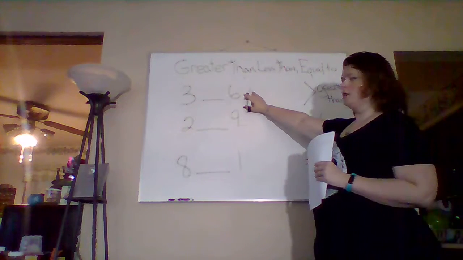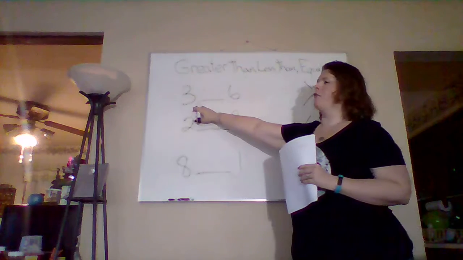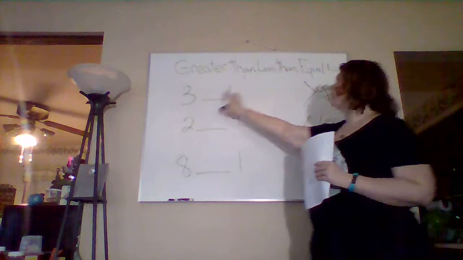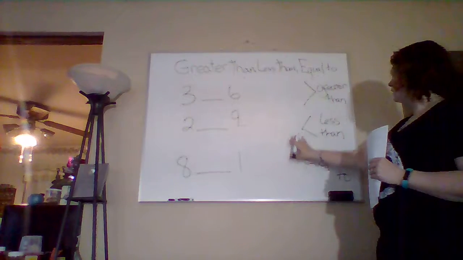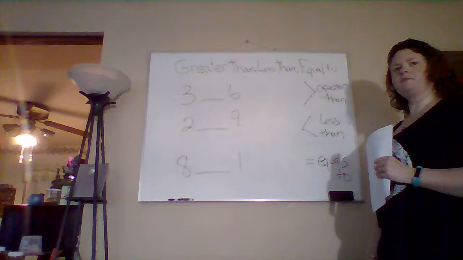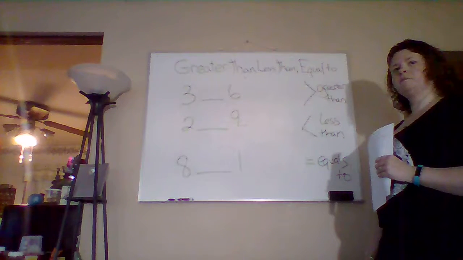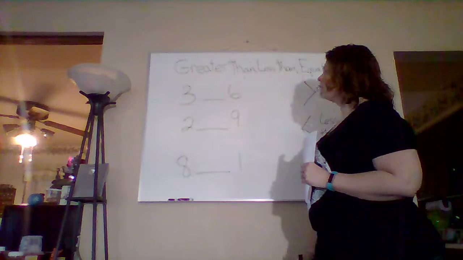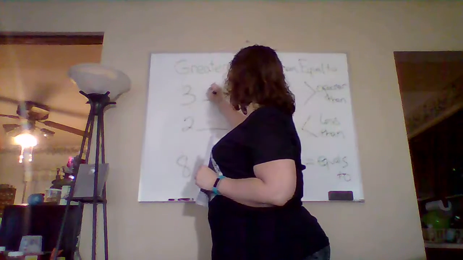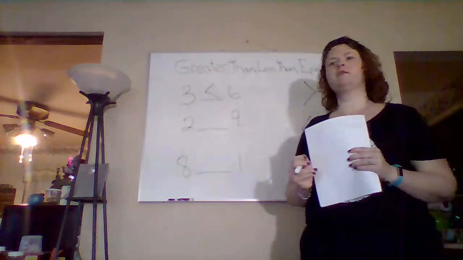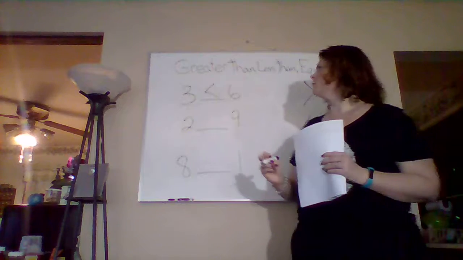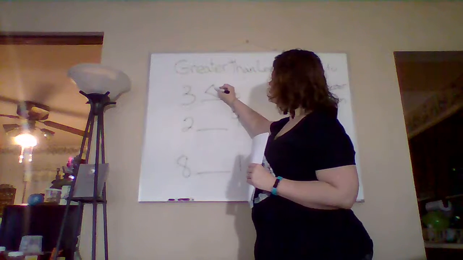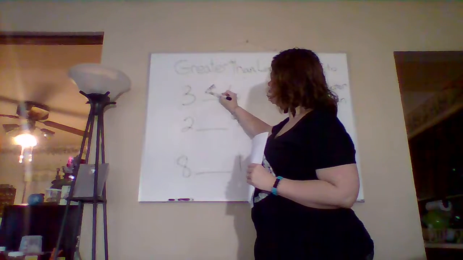For the first question, we have 3 and 6. Who can tell me which symbol goes in the middle? Greater than, less than, or equals to? Christopher? The less than symbol goes in the middle. Right, and why does the less than symbol go there? Because 6 is greater than 3. So what is the alligator mouth doing? Eating the 6. Yes, he is eating the 6.